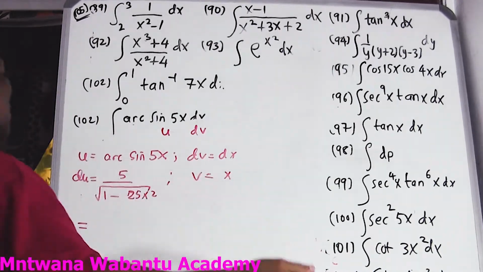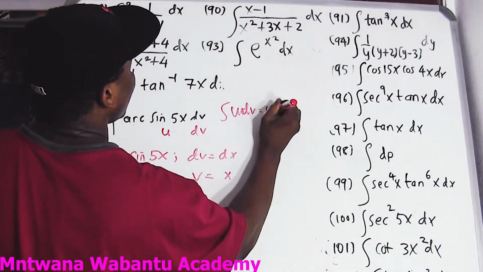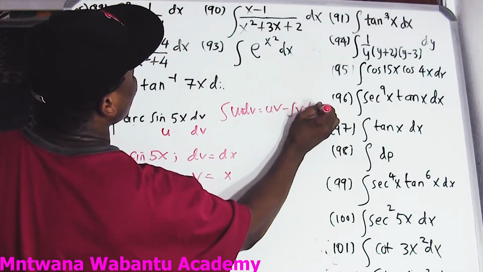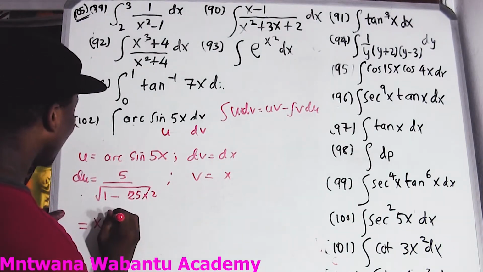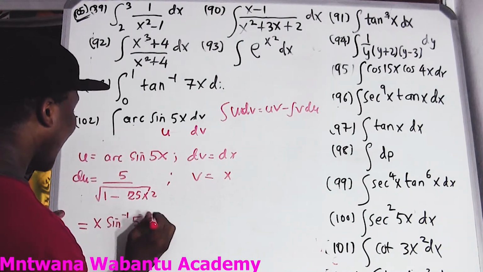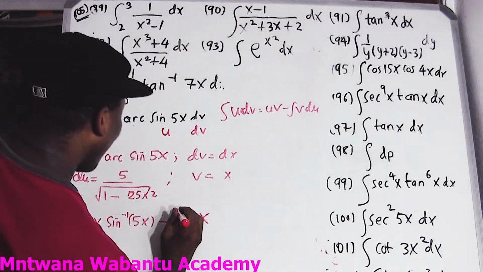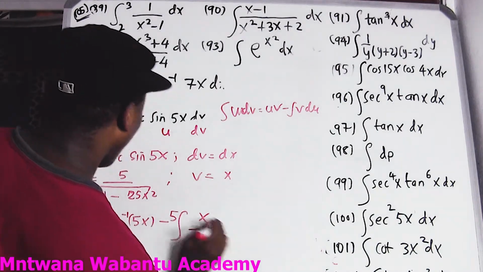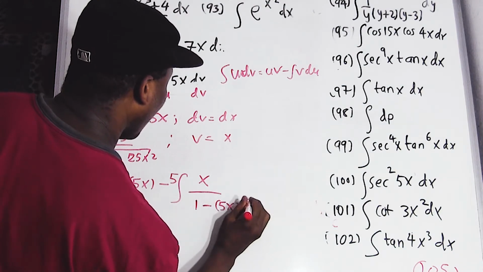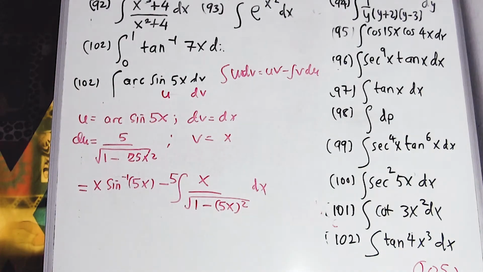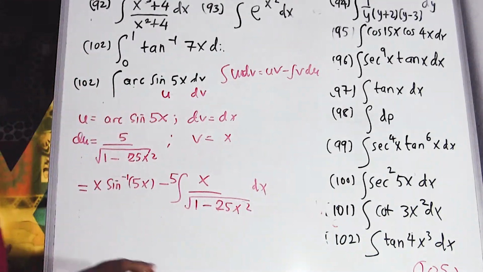Now, the formula says the integral of u dv equals uv minus the integral of v du. What is uv? u is this one, times v, so x times arcsine, or you can say sine inverse, of 5x, minus the integral of v du. v equals x times du. This is our du: 5, I'll take the 5 out the back, over the square root of 1 minus 25x squared, dx. You can say 25x squared or 5x squared, whatever you prefer.